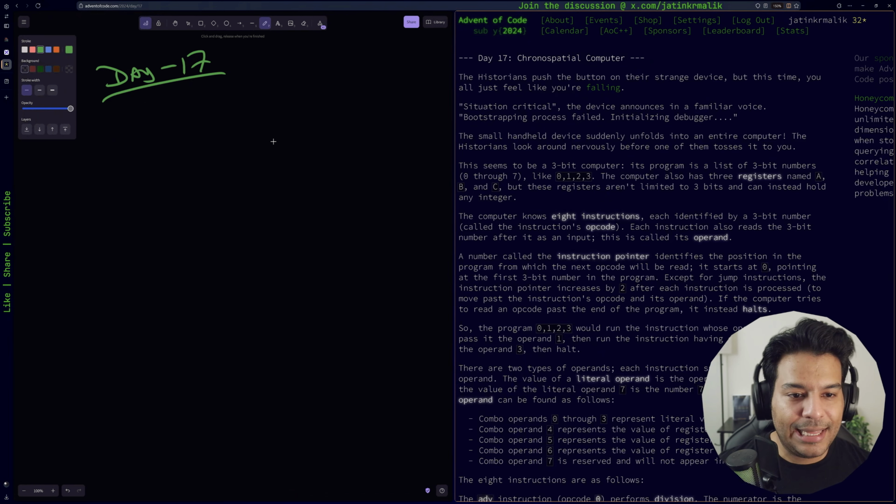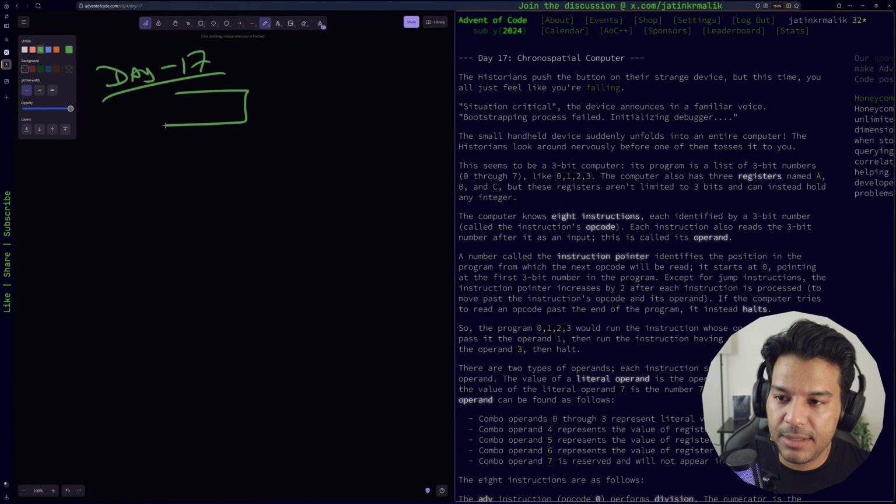This seems to be a 3-bit computer, and its program is a list of 3-bit numbers through 0 to 7, like 0, 1, 2, 3. The computer also has 3 registers named A, B, and C. But these registers are not limited to 3 bits and can instead hold any integer. Interesting. So let's write it down. It seems like we are given a computer, and it seems like it's a very old computer because it can only interact with 3 bits.